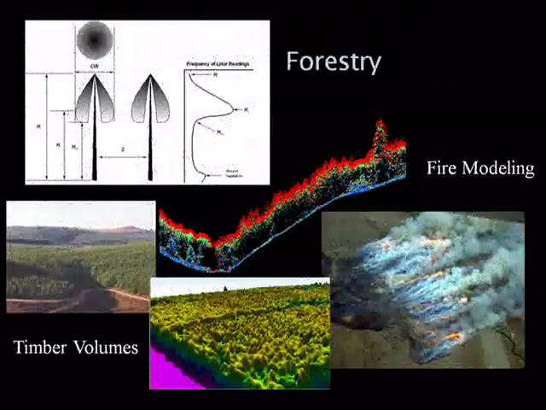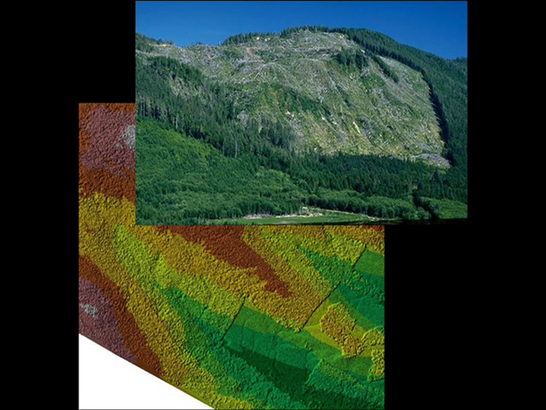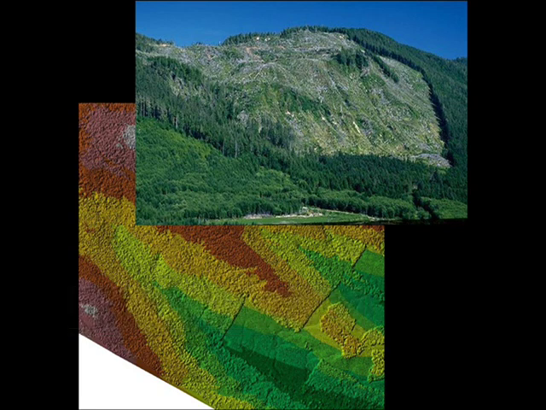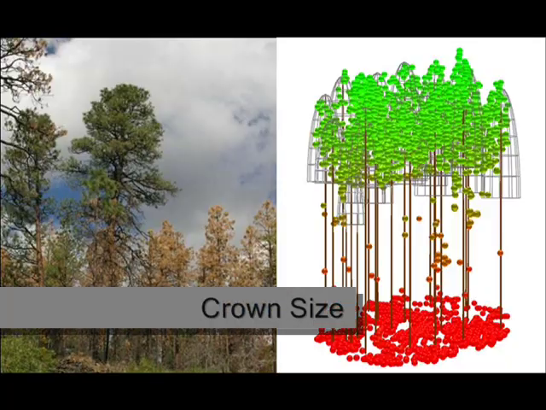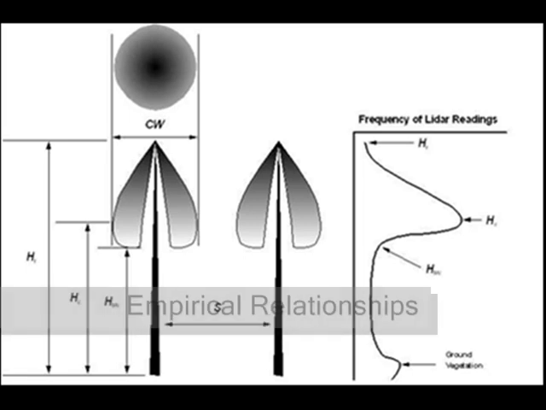Forestry applications have also benefited from LiDAR. Some current applications include timber volume calculations and fire modeling. LiDAR for forestry can be more expensive because it usually requires a relatively high point density to penetrate the forest canopy. LiDAR can aid in the calculation of timber volumes by providing accurate data on forest cover, tree heights, crown size, and spacing over large areas. Tree volumes can be calculated through empirical relationships based on these factors.